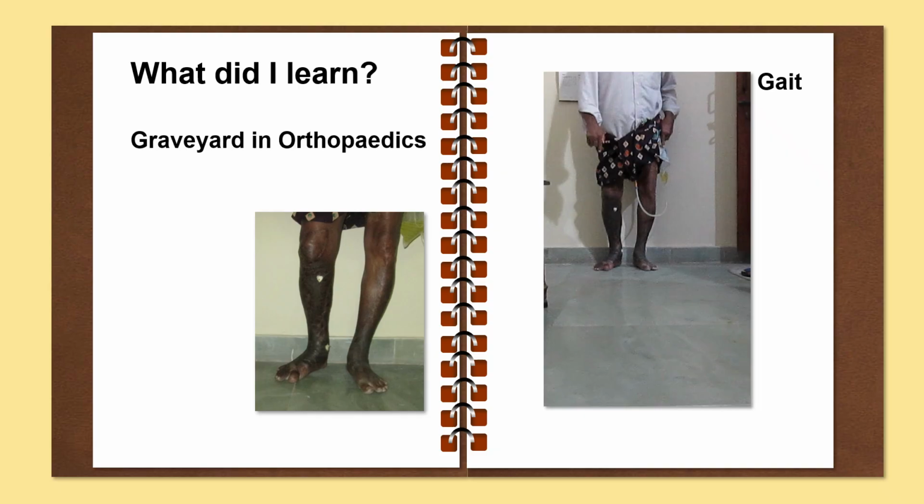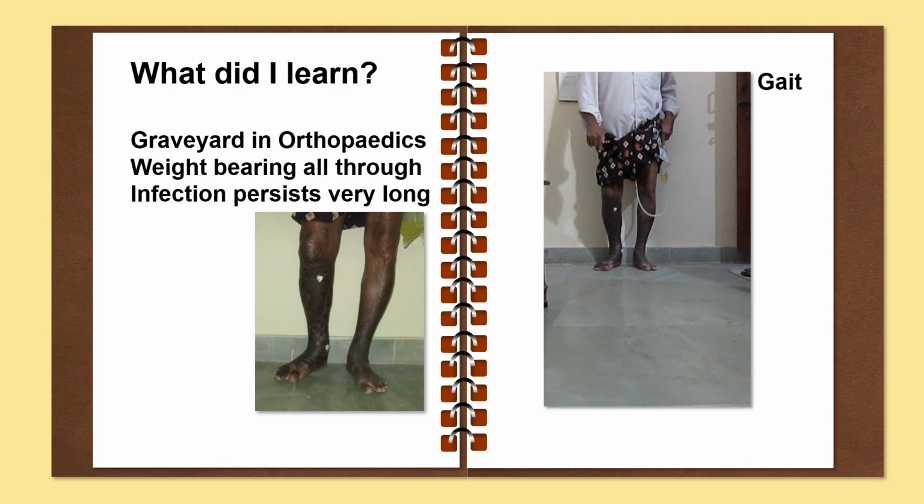The lower fourth of the leg is known as a graveyard in orthopedics because the tibia has, except the FHL on the posterior side, no muscles around it in the lower fourth of the leg. Because it's weight bearing all through, we can expect hypertrophy of the remaining lateral wall of the tibia, and during the process, you can expect some hypertrophy of the cross union. Because of the hyperpigmentation of the skin persisting for a long time, infection is going to persist for a long time, and the patient has to bear with it for a long time.